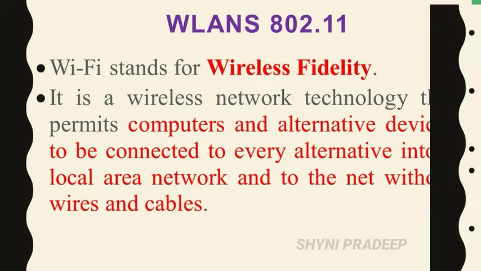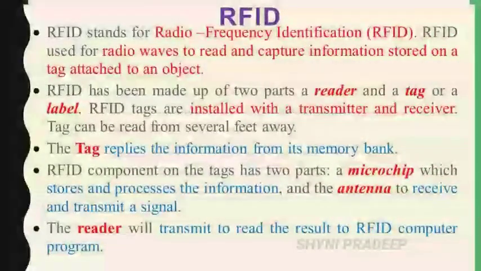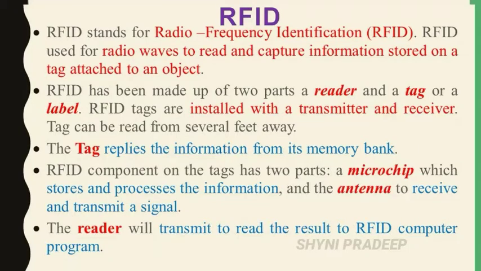And the next one is RFID. RFID stands for Radio Frequency Identification. It uses radio waves to read and capture information stored on a tag attached to an object. If you want to track the information of some products, you can use this RFID system. This RFID is made up of two parts, a reader and a tag.